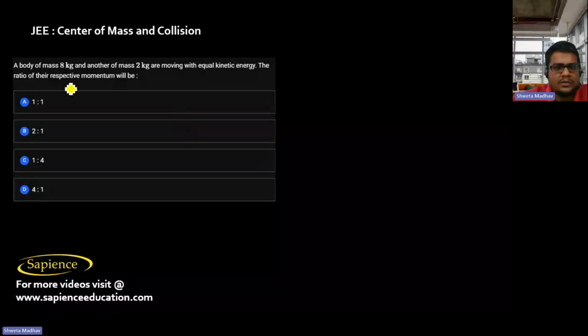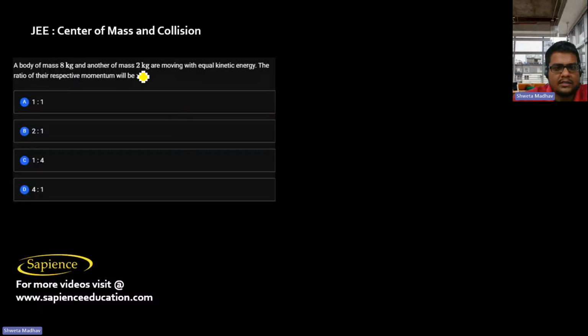So here it is told that a body of mass 8 kg and another of mass 2 kg are moving with equal kinetic energy. The ratio of their respective momentum will be. So we know that kinetic energy equals p square by 2m. They have equal kinetic energy. That means I can say KE1 equals KE2. It means p1 square by 2m1 is equal to p2 square by 2m2.